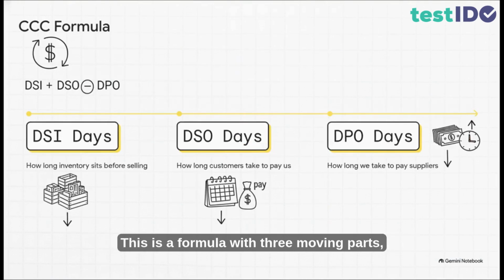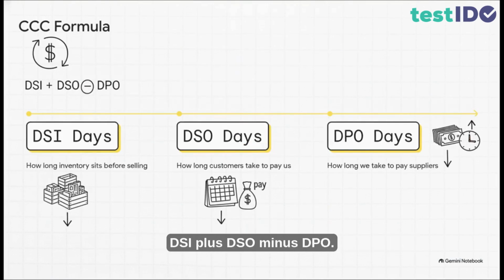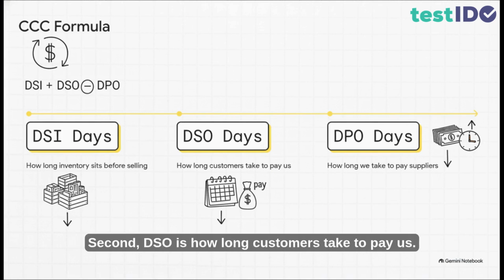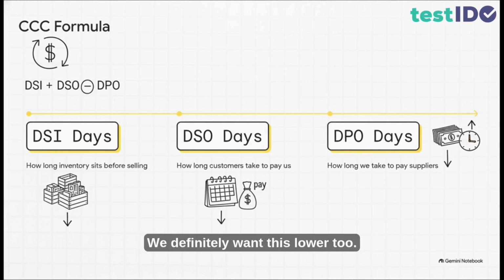This is a formula with 3 moving parts: DSI plus DSO minus DPO. Let's break it down. First, DSI is how long inventory sits. We obviously want this lower. Second, DSO is how long customers take to pay us. We definitely want this lower too.